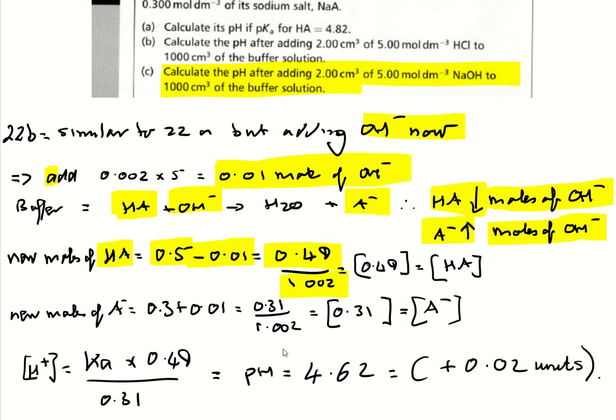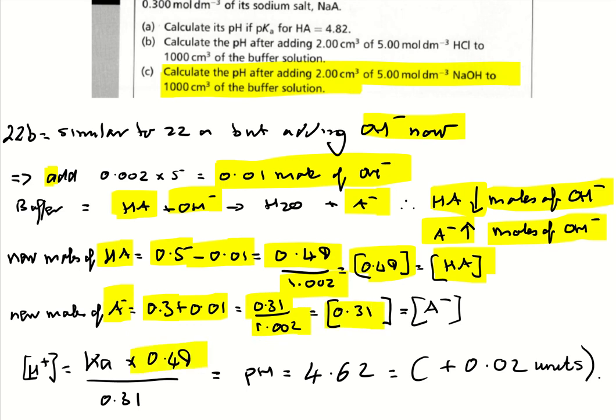Our new volume is 1.002, my 1,000 cubic centimeters, plus my 2 cubic centimeters, gives me a new concentration of HA of 0.49. That's the value I'll put into my equation. My new moles of salt will be the 0.3 moles that I started off with in the buffer, plus the number of moles of hydroxide gives me 0.31. Divide that by the new volume to give me concentration, comes out at 0.31.